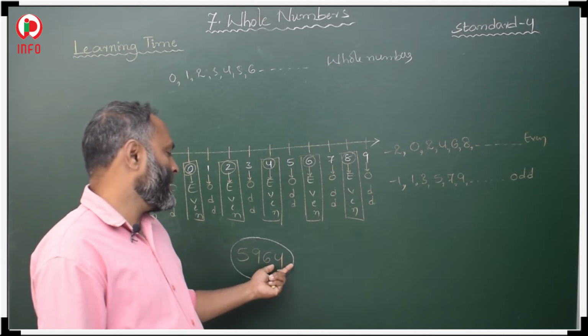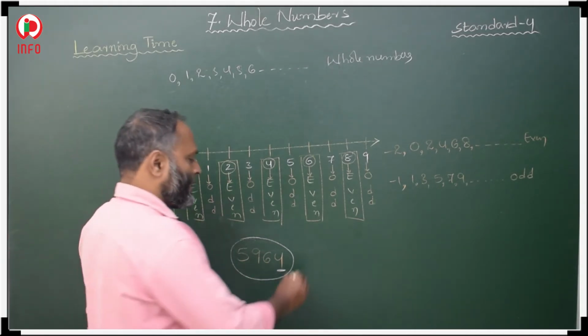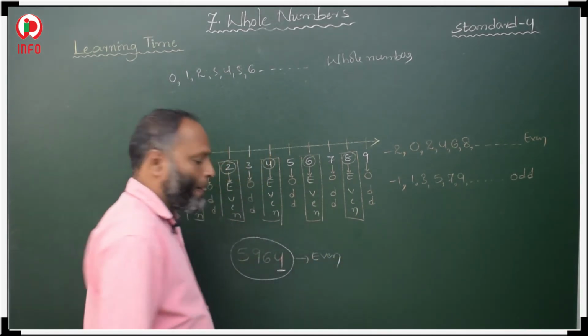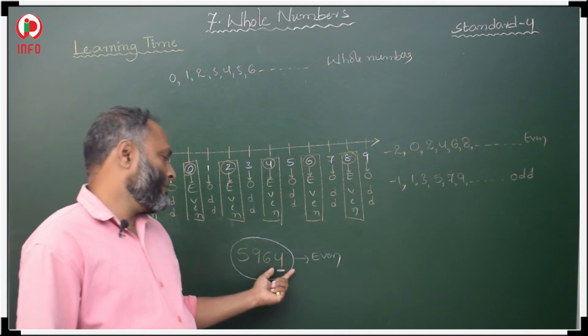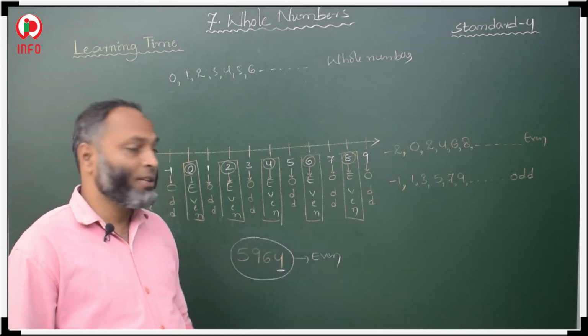See here, what is there, 4. 4 is an even number. So this number is an even number. Okay. 4 is an even number, so this complete number is an even number. Why? Because in the ones place 4 is there.